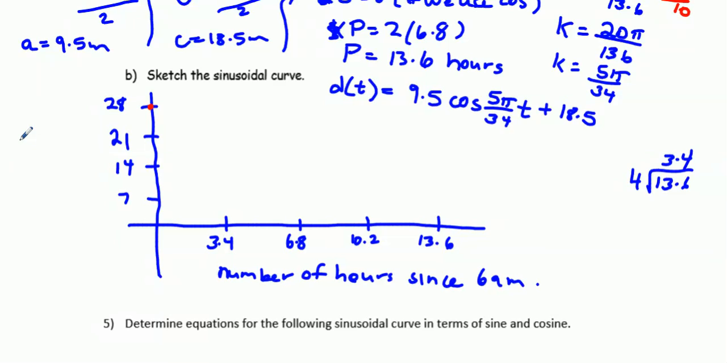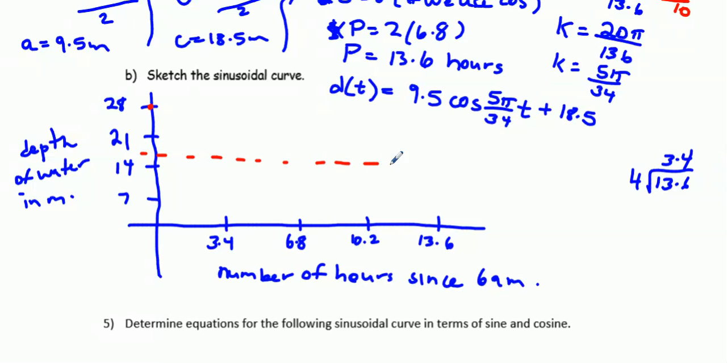And this is the depth of the water in meters. And now I know that, okay, at 6 a.m., 0 hours had passed and the water was at 28 meters. Over 1/4 of my period, I knew that it was going to go down to my equation of my axis, which is 18.5.